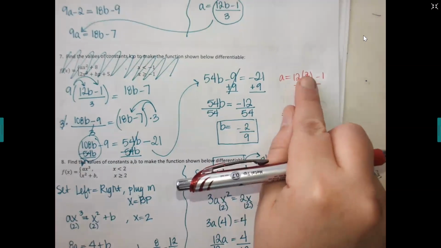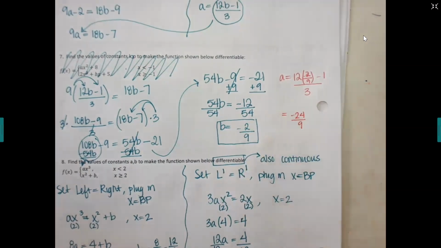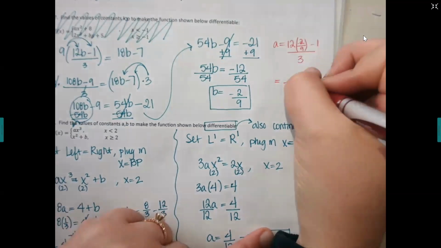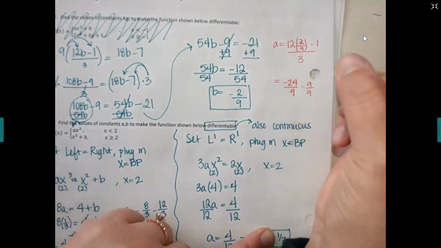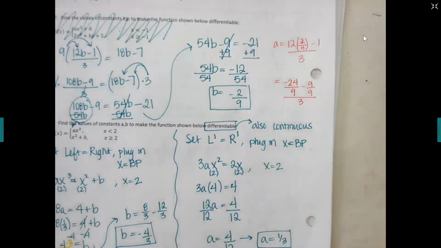Multiply, so 12 times 2 would be 24 over 9, right? Good? Okay, then I want a minus 1. I'm going to make it 9 over 9. Okay, because remember, I want that to come out to be numbers that I can actually subtract with each other. So that's negative 24 over 9 minus 9 over 9 is going to give me how many?